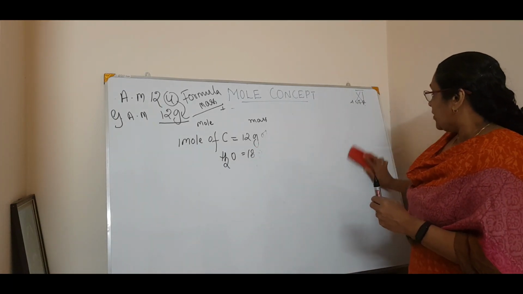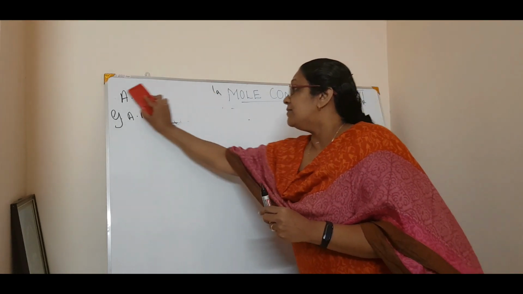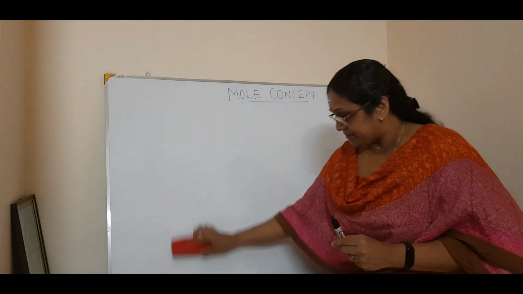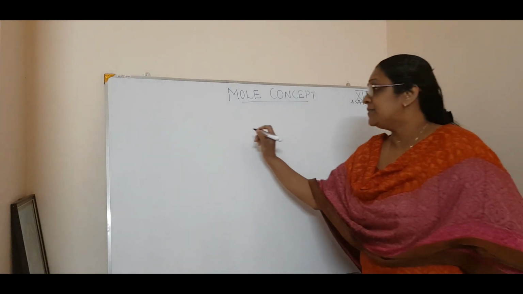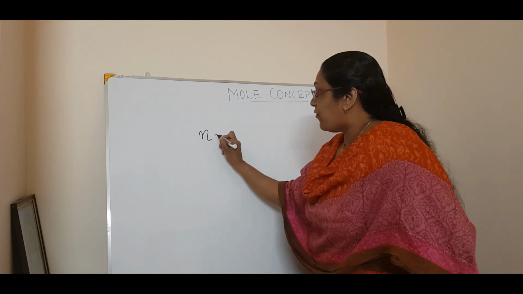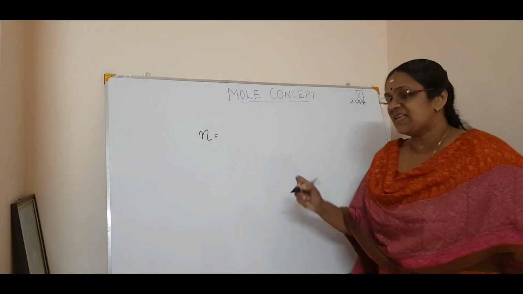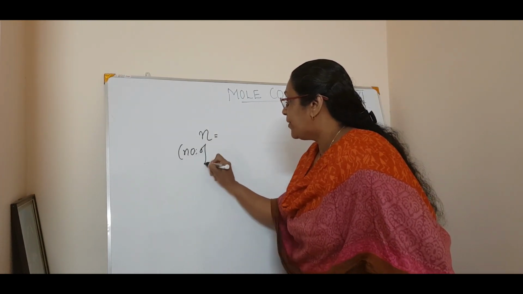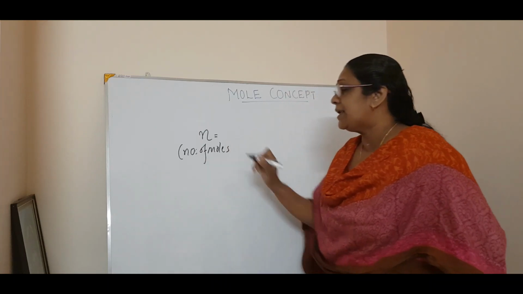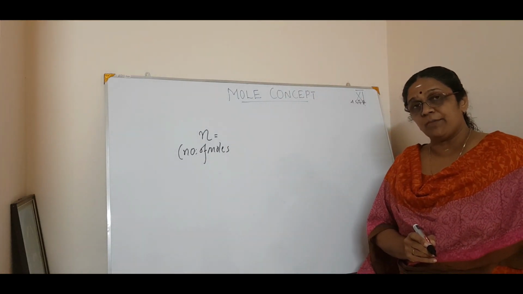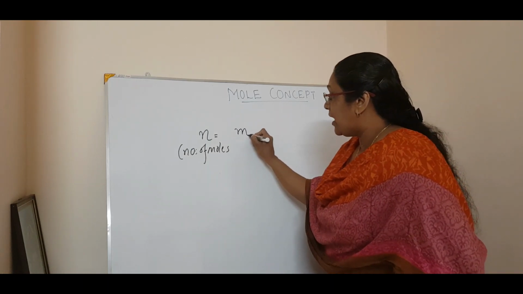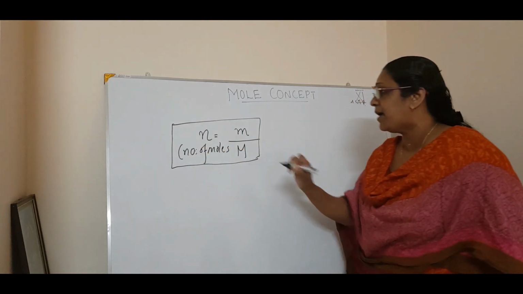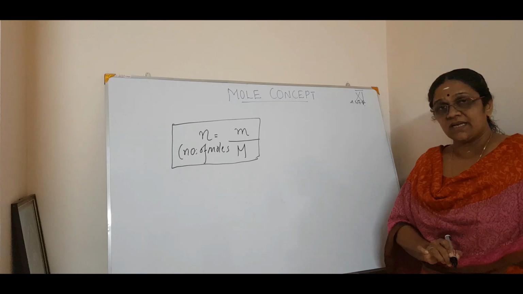Now coming back again to your 9th standard, you have studied some formulas for mole concept, right? Are you remembering that? The first formula was N. Just to have a recap, that is number of moles. Now how will you calculate number of moles? Number of moles is mass by molar mass. This was the first equation you have studied. Mass by molar mass. Correct?